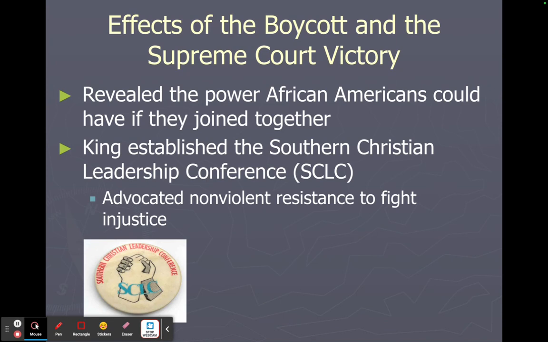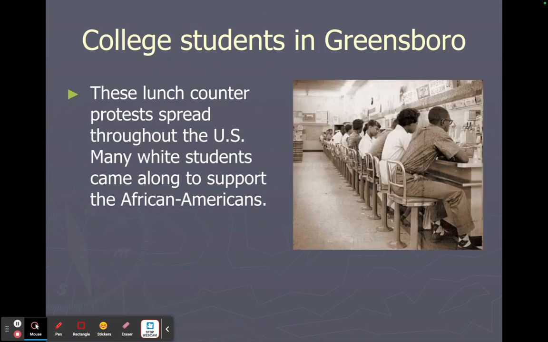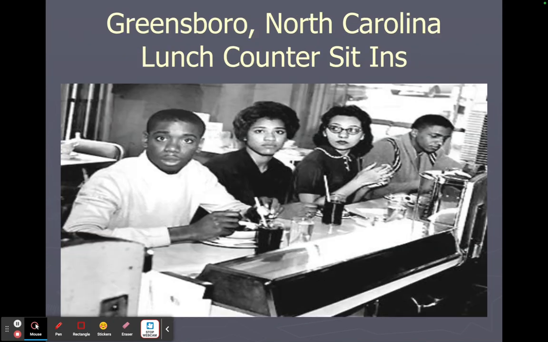So you have a couple of organizations that are formed. Martin Luther King establishes the Southern Christian Leadership Conference, which advocated nonviolent resistance. You also have a group called SNCC, which is going to be students. And in Greensboro, North Carolina, they protest at lunch counters where African Americans were not allowed to sit. But you also have many white students who come to support their fellow Black peers, which also gives more attention to the movement.